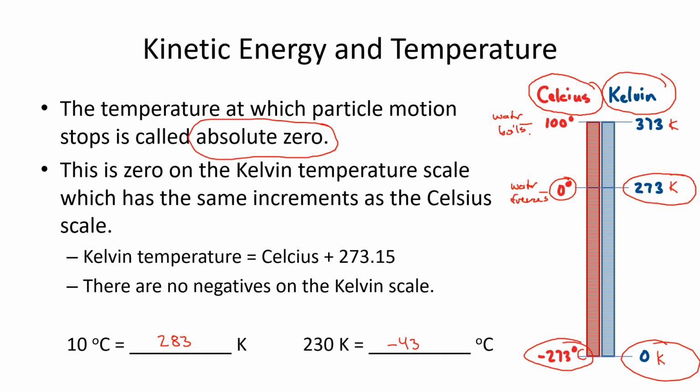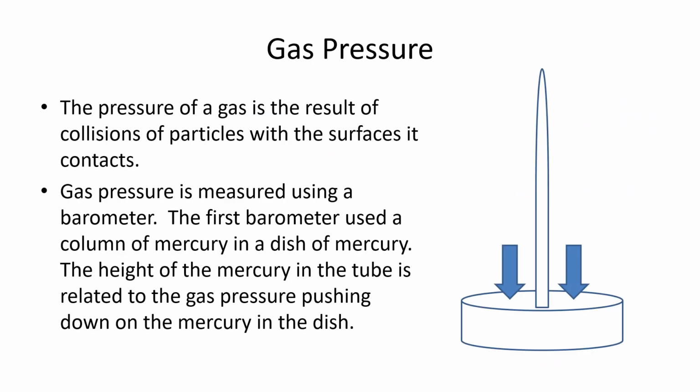43 degrees Celsius. So the next variable or feature of gases that we're going to look at is the pressure that they exert. Gases exert pressure by the particles, the molecules, bumping up against surfaces that they come in contact with. And so the more bumping or the harder they hit those surfaces, the greater the pressure will be. So there's a whole bunch of different ways of measuring gas pressure.